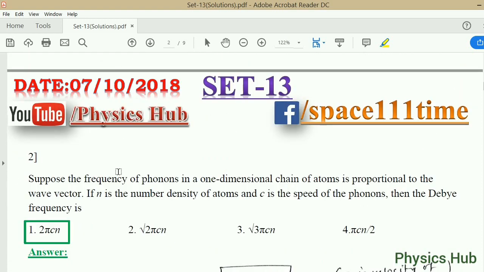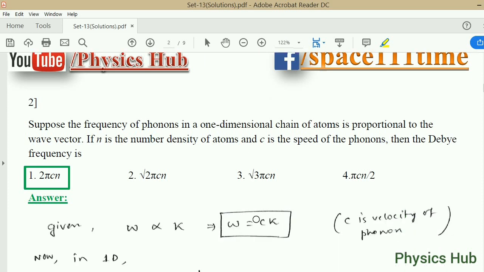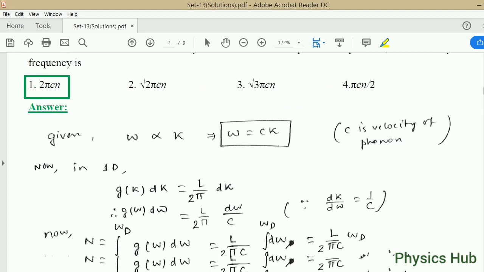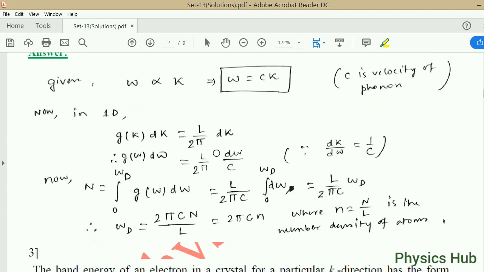Now coming to question number 2. Suppose the frequency of phonons in a one-dimensional chain of atoms is proportional to the wave vector. If n is the number density of atoms and c is the speed of the phonons, then the Debye frequency is. Now this dispersion relation omega equals c k is given. It is asking about one dimension, so in one dimension g(k) dk equals L by 2 pi into dk.